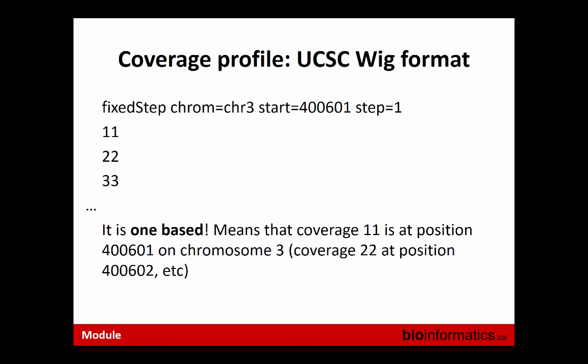The next file is a WIG file, and it has a very tricky format. It has multiple flavors. I will talk about the simplest flavor. It is important when we have a coverage profile that varies very rapidly, when we don't have continuous coverage with the same value. So this has a fixed step line. It has a line where the coverage starts. So here's chromosome 3 start. Just to give you an idea how it looks, we have a tool which will generate this file for us.